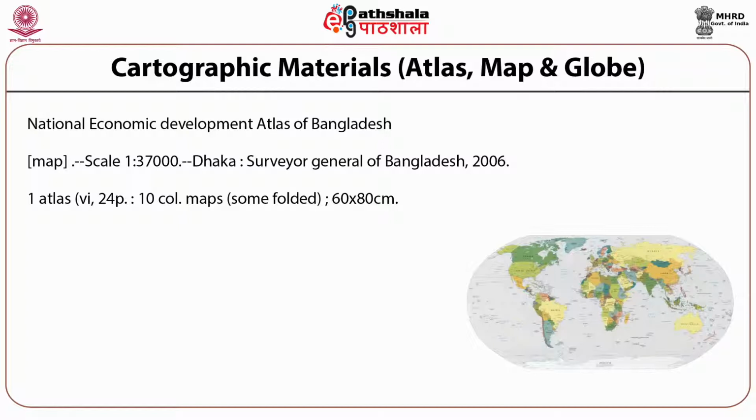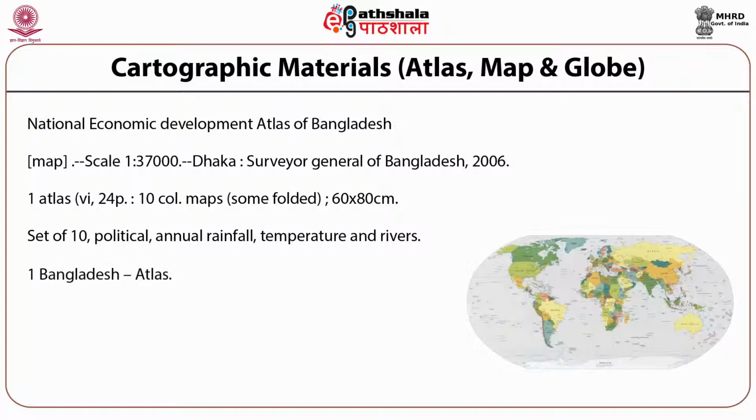Then note section. What you will write in the note? It is a set of 10 political, annual rainfall, temperature and rivers. So, in this set these are the informations given. So, this is in the note section. Then what is the subject of that map? What will be subject? Subject is Bangladesh.